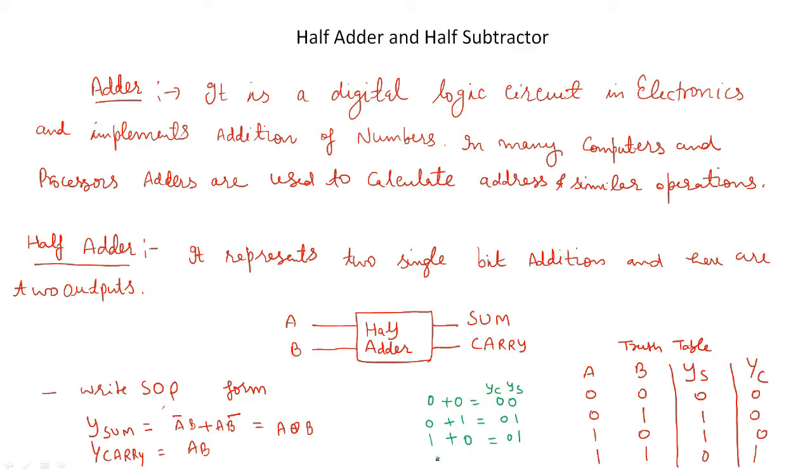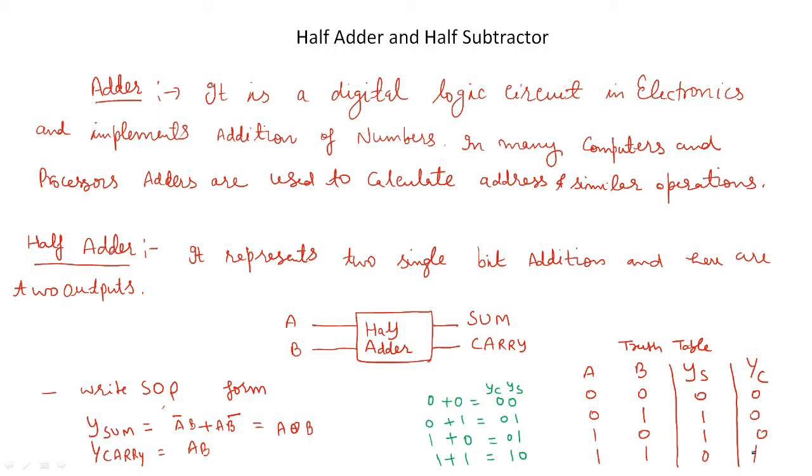Then we have 1 plus 1. We can write it as 1 plus 1 will be equal to 1 0. It is like in decimal, 1 plus 1 is equal to 2. In terms of the decimal number, this binary number has the weightage 2, because it is in the second column, so its weightage is 2. Here your sum is 0, so you write 0, and your carry is 1, so you write the carry as 1.